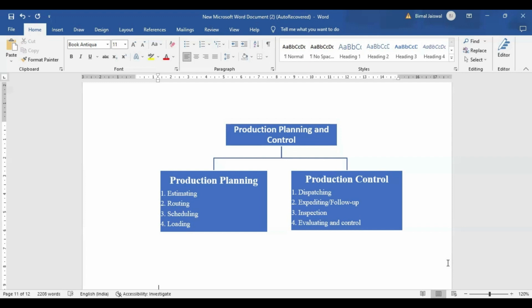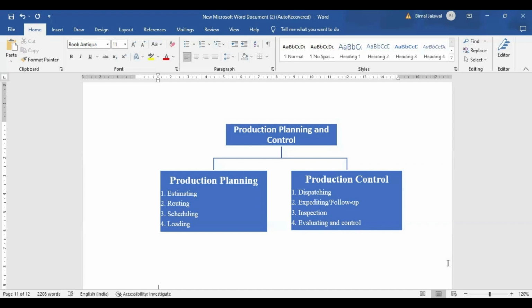Expediting can also be called follow-up. It is a feedback system that the manufacturing department should develop. Feedback has to be taken for the manager also, for the supervisor also, for the labor also. Feedback about the material also, the supplier also. The feedback about the machine also, the engineer also.